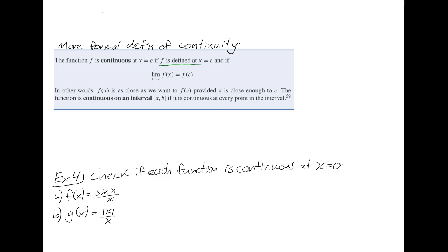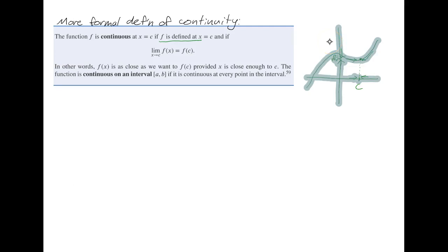In other words, sorry, I said that wrong. f of c is the thing that f of x gets closer to as x approaches c. And if that's true at every point in that interval from a to b, then it means it's continuous on the interval. All right, so I just changed my mind about which example I'm going to do, so I deleted a couple of things.